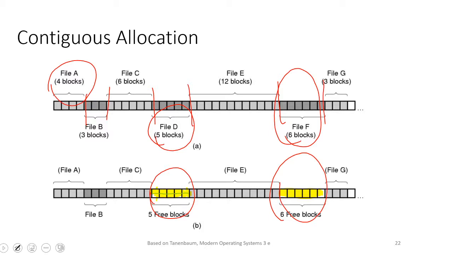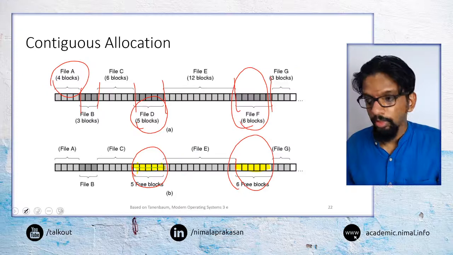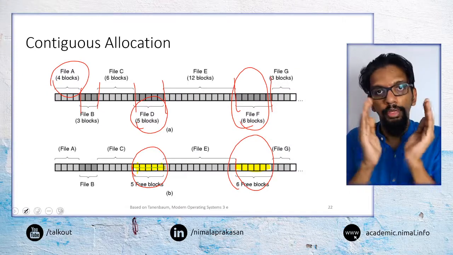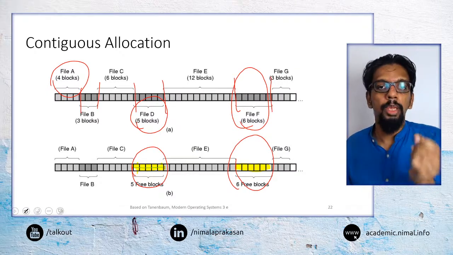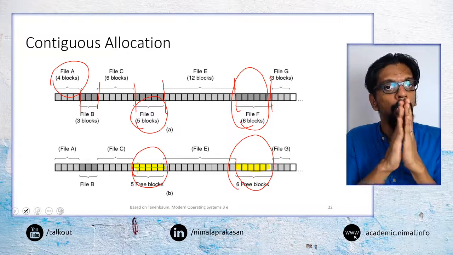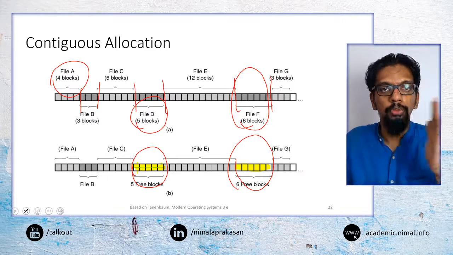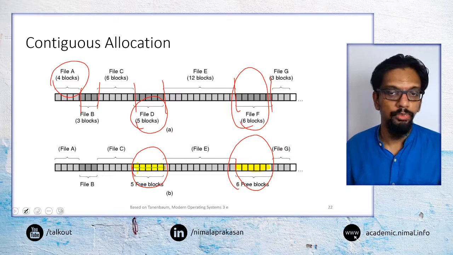But say now we want to store a 10 block file. We actually have 10 blocks free. We have actually 11 blocks free. So even though we have 11 free blocks here, we may not be able to store the file because we need continuous allocation. We need continuous 11 blocks to store these files.